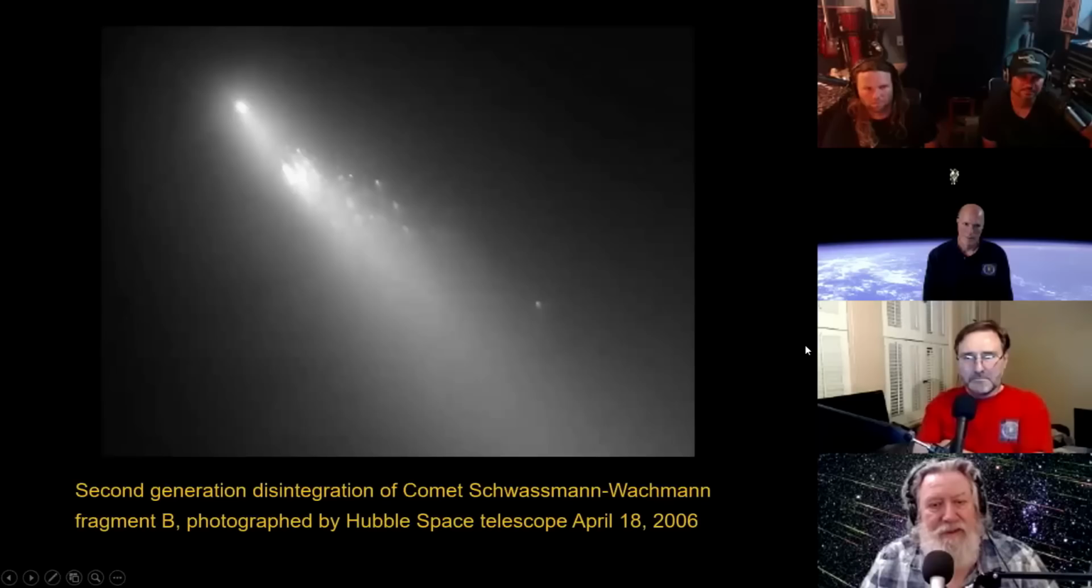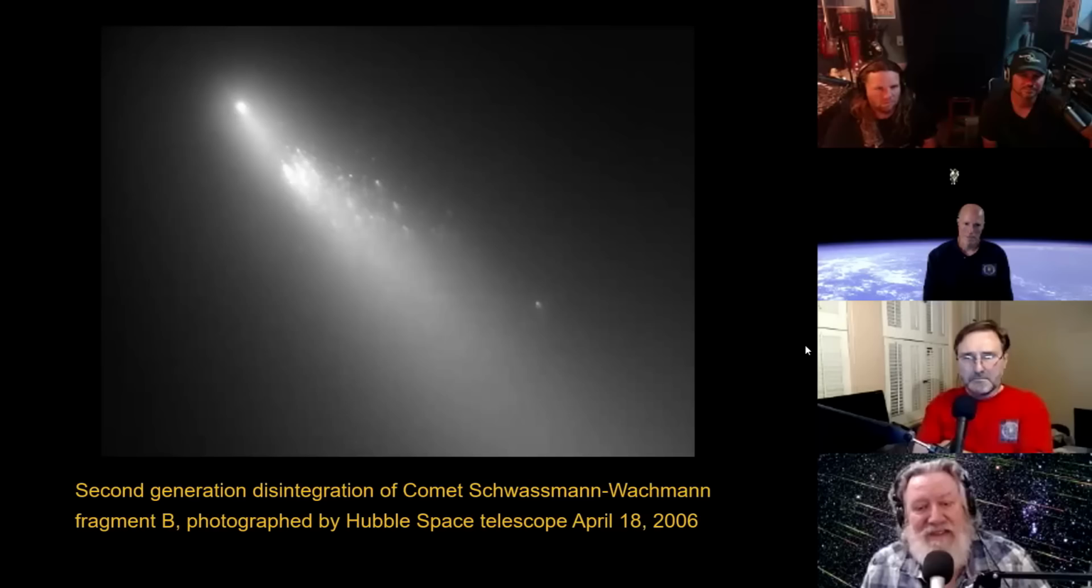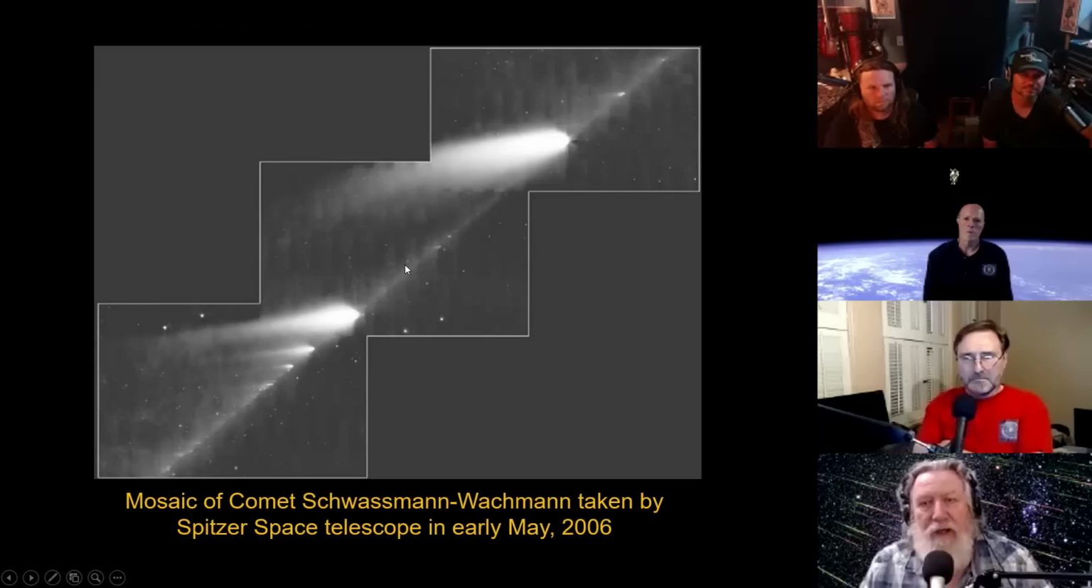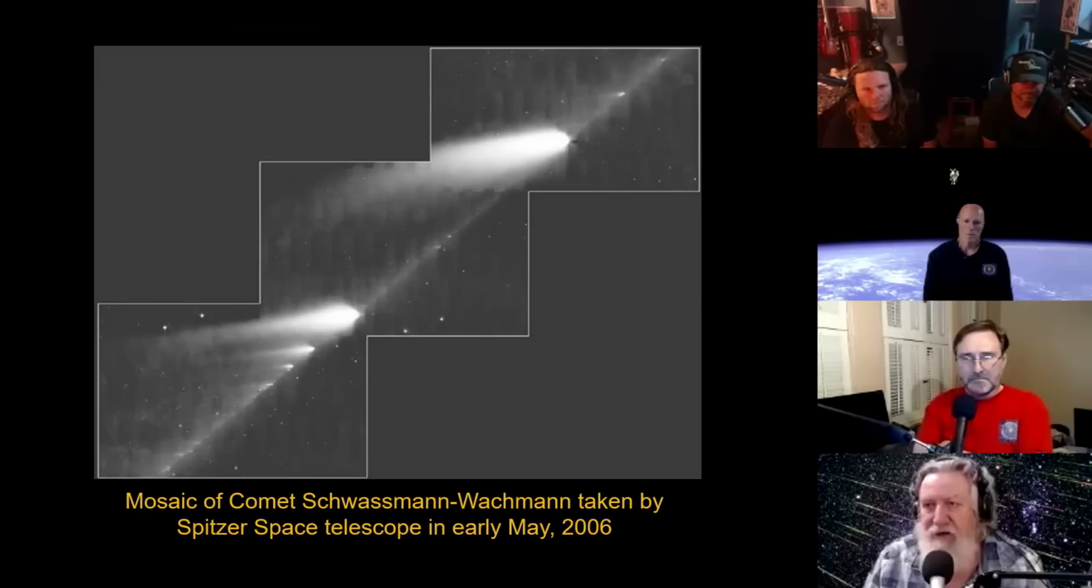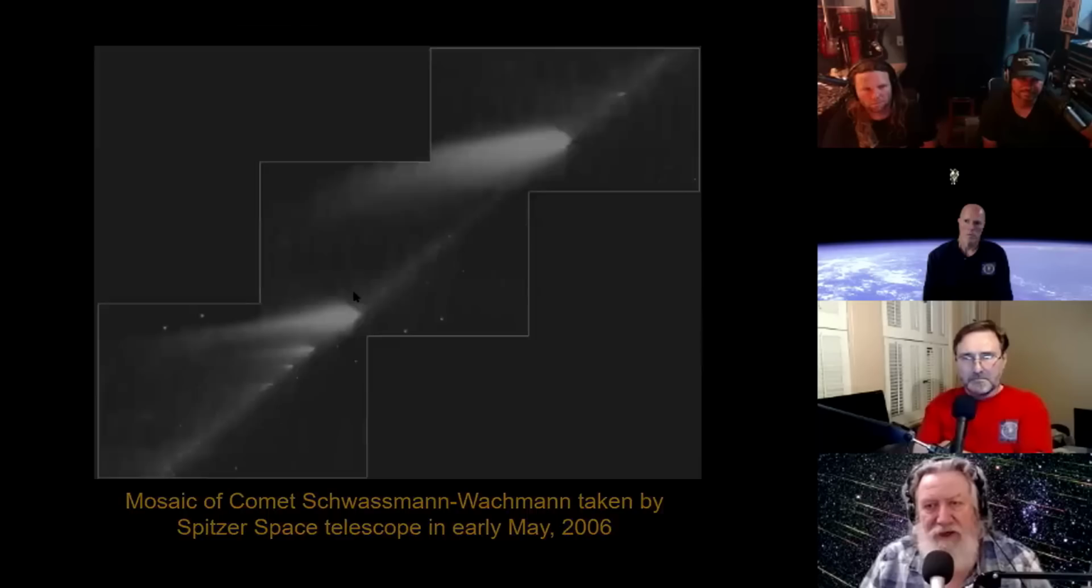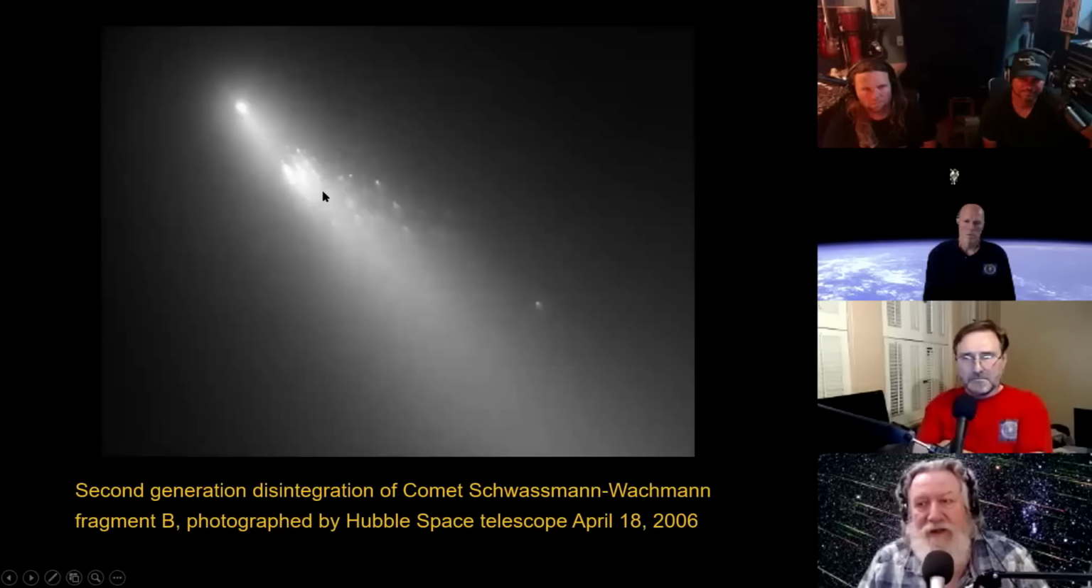Now check this out. Here's the second generation disintegration of comet Shoemaker-Levy fragment B. We go back, I'm not sure which one of these fragments is fragment B. But what you see here graphically depicted is this hierarchical disintegration of these cometary nuclei. So one of these fragments here, whichever one is fragment B, here is a photograph of it in what they're calling the second generation disintegration of comet Shoemaker-Levy.